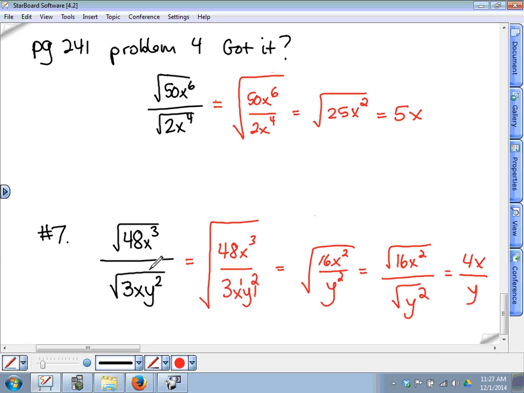So going back through this, you guys, we took these two square roots and made one square root. What was the purpose of that? To simplify the fraction, right? So we still ended up with a more simplified form of the fraction. We had to split that back up into two roots, and then you simplify the two roots individually. And we ended up with 4x over y. All right?